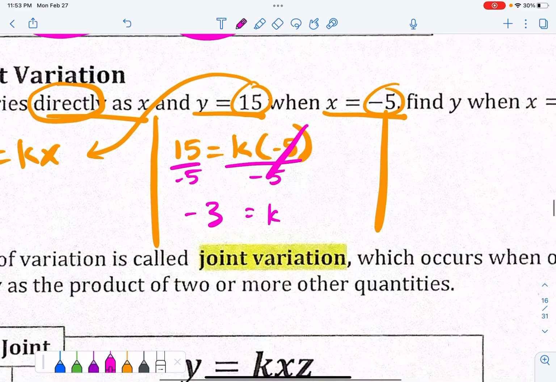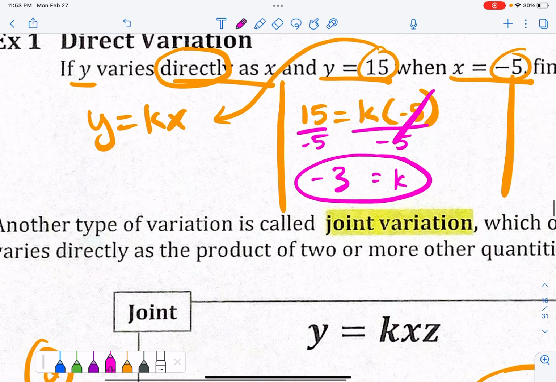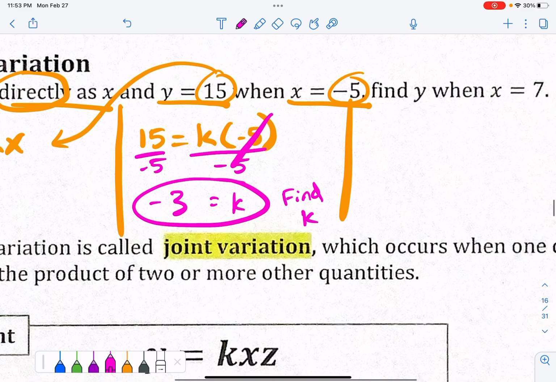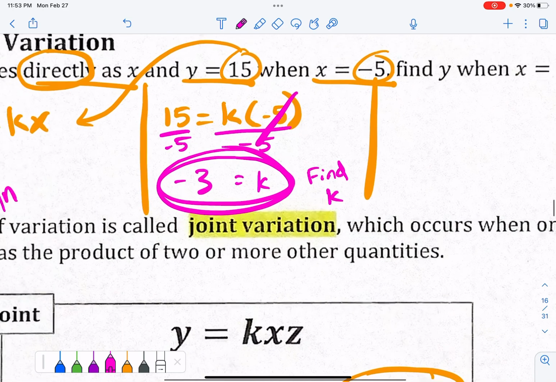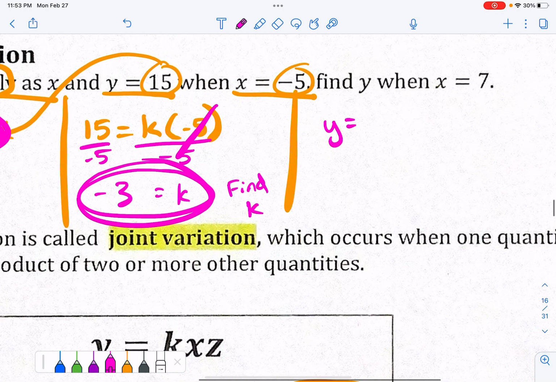All right, so that's my middle step. My middle step is going to be finding k. So first I want to write out the equation. The second thing I want to do is find k, our constant. What is that number going to be? And then I'm going to use that. So I'm going to rewrite this equation with the k in there. So I know that y equals -3 times x. I've solved for k. I know that the constant, the thing that's going to stay the same, is -3.